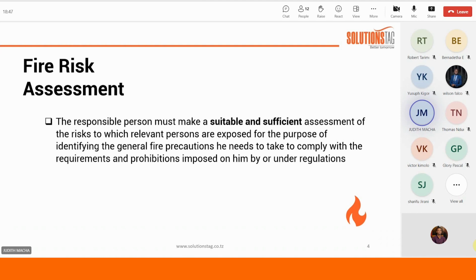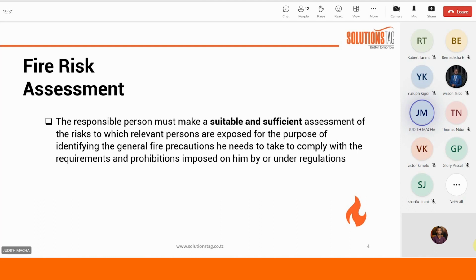So this responsible person has to make sure that they produce a suitable and sufficient assessment of the risk relevant to the persons exposed. Now, these persons can be the employers, the employees, the visitors, some guests, or contractors or consultants that are working in that area. You have to produce a sufficient assessment of the risk which is relevant to those people, and you do this with one purpose: to identify whatever fire precautions need to be taken in that area, whether it's a regulatory requirement.